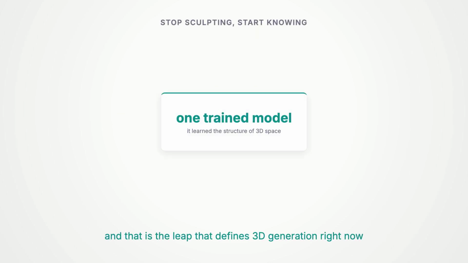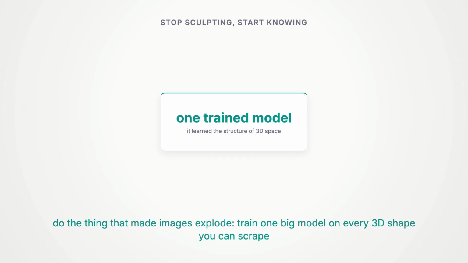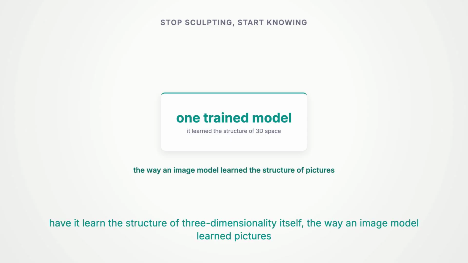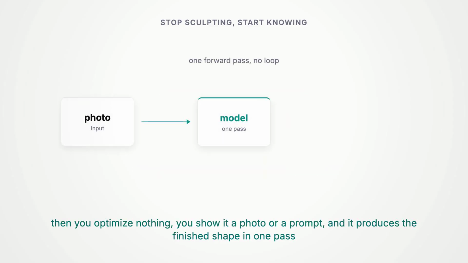And that is exactly the leap that defines 3D generation right now. Stop treating every object as its own little sculpture project. Instead, do the thing that made images explode in the first place. Train one big model on every 3D shape you can scrape together, and have it learn the structure of three-dimensionality itself, the way an image model learned the structure of pictures. Then, when you want a new object, you optimize nothing. You show the model a photo or type a prompt, and it produces the finished 3D shape in a single pass. No orbiting critic, no thousands of nudges, one shot.